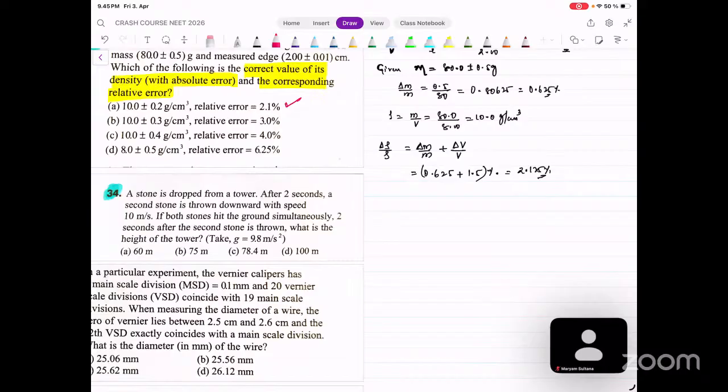एब्सोल्यूट एरर ऑफ द डेंसिटी विल बी इक्वल टू हाउ मच? एब्सोल्यूट एरर अगर निकाल रहा हूँ मैं, एब्सोल्यूट एरर डेल्टा रो विल बी इक्वल टू 2.125 परसेंटेज ऑफ योर 10.0. कितना होगा? दैट विल बी अप्रोक्सीमेटली 0.2125, अप्रोक्सीमेटली 0.2 समझो, isn't it? So it will be your 10 plus or minus 0.2. That must be the answer. So ये वाला हो जाएगा बेसिकली.